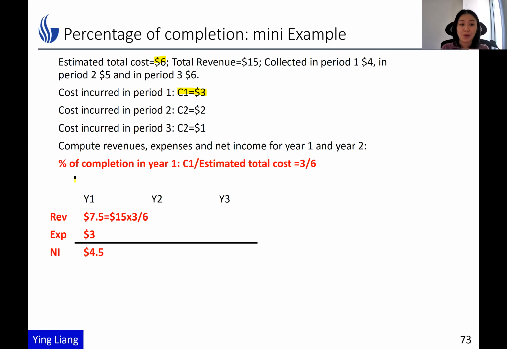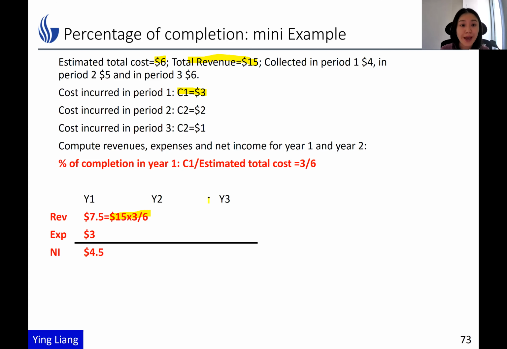All right, so let's do revenue first. I know that the total revenue is $15 given right here. And I know I have completed the project by 3/6. So I'm going to use the total $15 times the percentage. Here is 3/6. I get my revenue for period 1 being $7.5. That is the revenue that we are going to recognize.